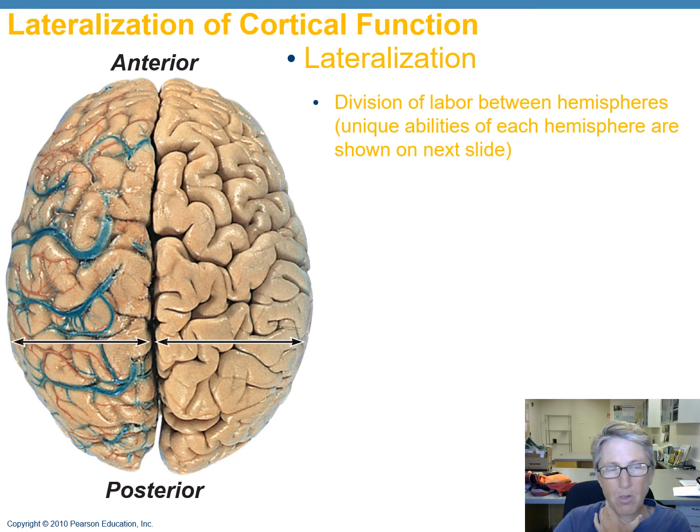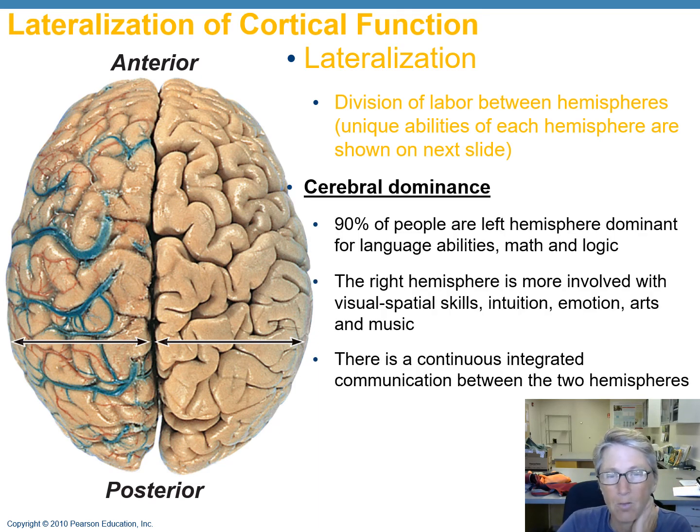And then lateralization, we mentioned this lateralization of cortical function. So there's a division of labor between the hemispheres. Remember, we looked at Broca's area and Wernicke's area are on the left side of the brain. That's language is on the left side of the brain. And so there's a concept called cerebral dominance. 90% of people are left hemisphere dominant for language, math, and logic.